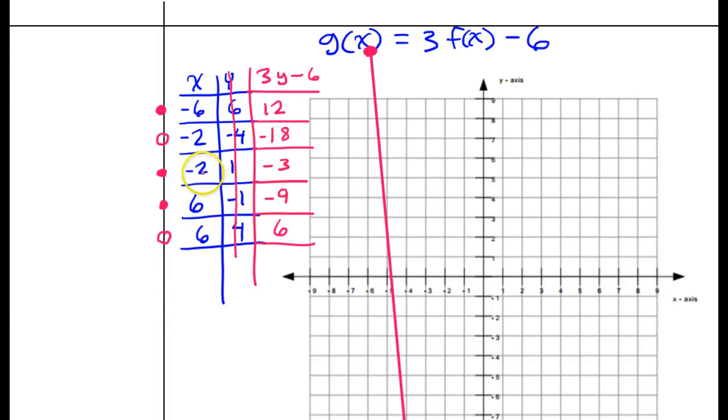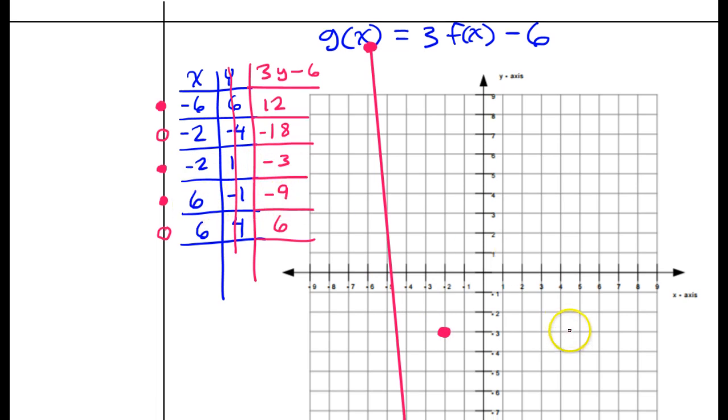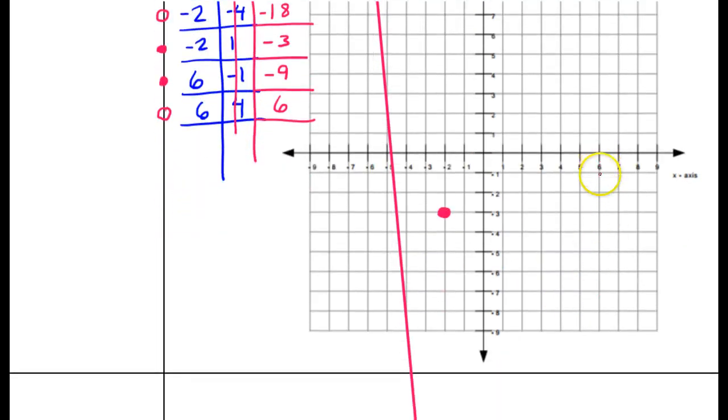Our next key value is negative 2, negative 3. These endpoints will both be closed circles, so negative 2, negative 3 is right here, and it'll be a closed circle. Okay, and then we have the point 6 comma negative 9, and that will also be a closed circle. So 6, negative 9, closed circle.